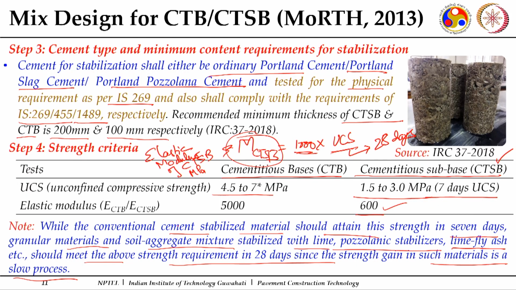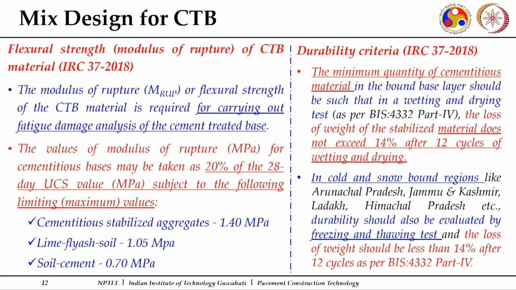And again, once you work out this particular elastic modulus, as per IRC 37, the advisable elastic modulus for cement treated sub base is 4000 and for cement treated bases is 5000 megapascals. This value is used there. In addition, when a cement treated base is used, because over the cement treated base a bituminous course will follow, there you need to do a fatigue damage analysis also.